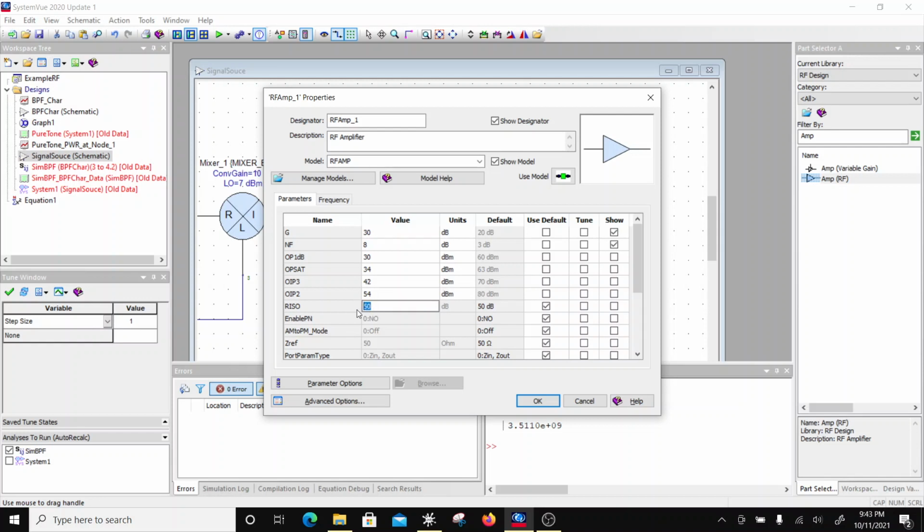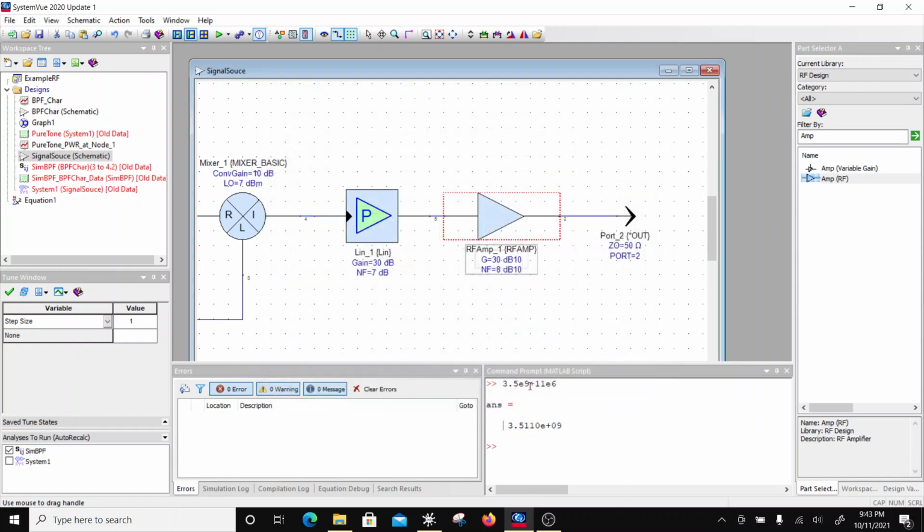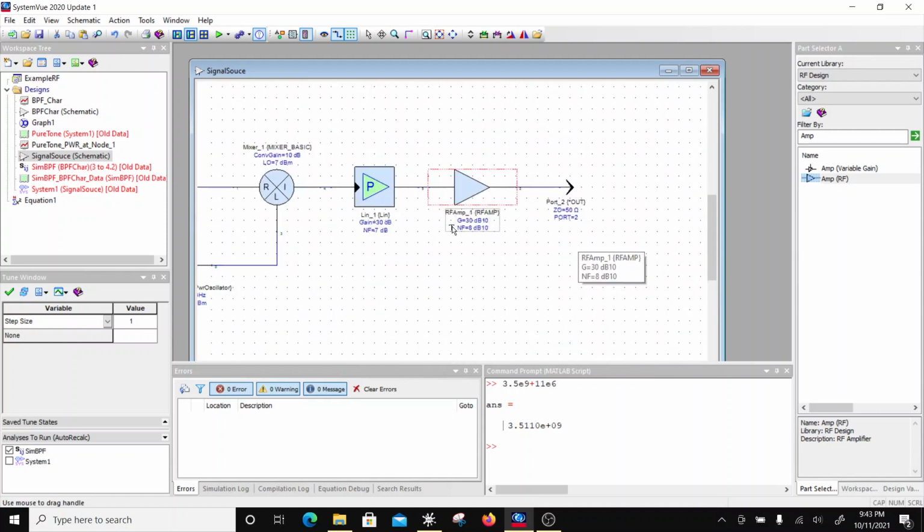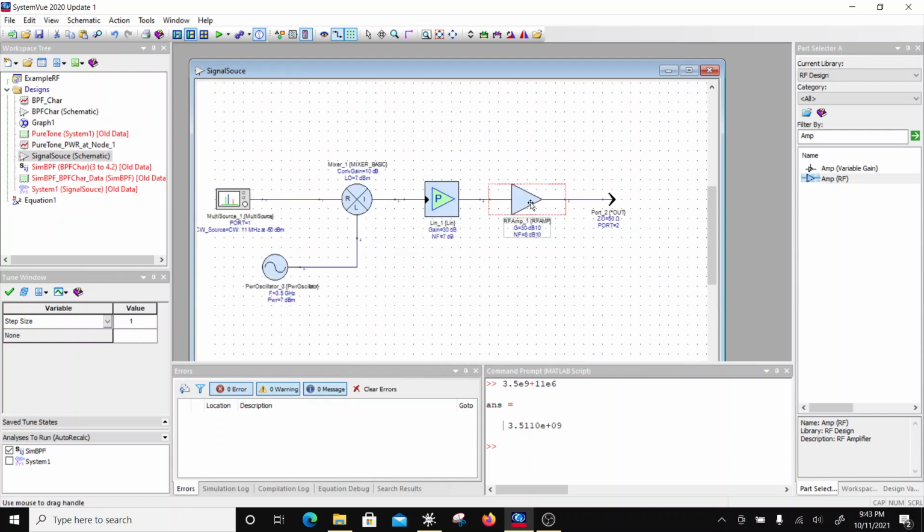And this is reverse isolation, which is 50 is good enough, and we have 60 dB gain on this. So we are looking at 1 watt output from this transmitter. Okay, so once we are done with this, we have to go here and do something.